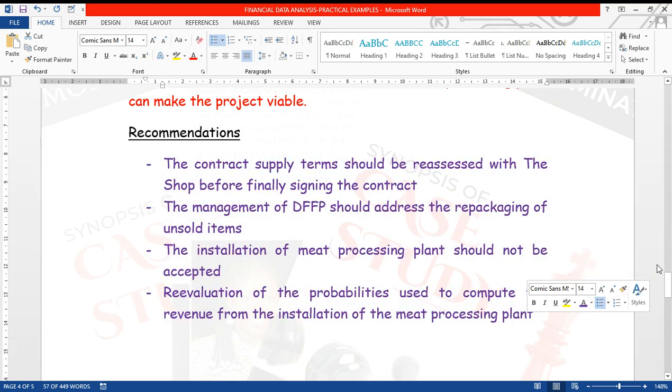They can tell the management of GFFP to address the packaging of unsold items. It's not good. It's unethical behavior. Fine, they may not be able to control other people, but they should try and reassess the repackaging of the unsold items. And DFFP is our client, and we can talk to DFFP. So we can tell DFFP, you should reassess it too.